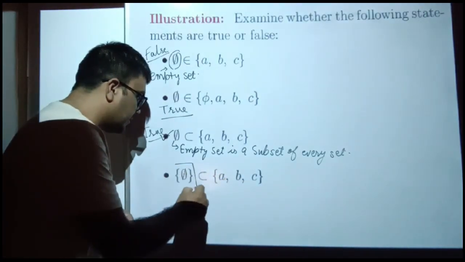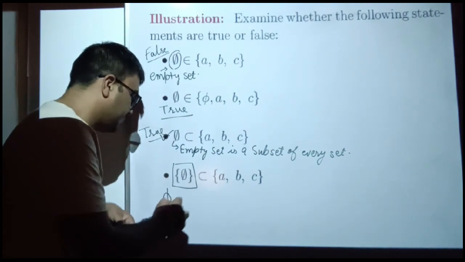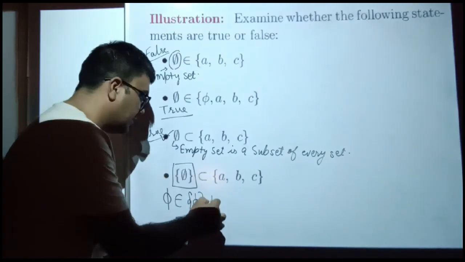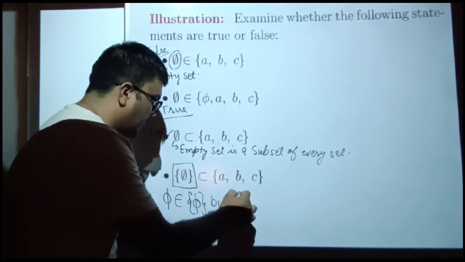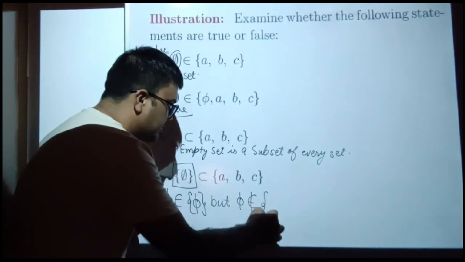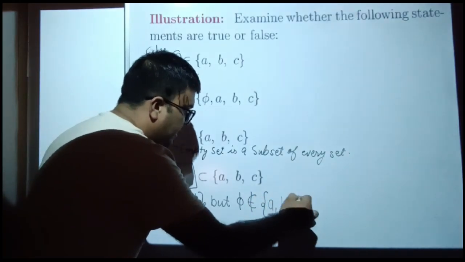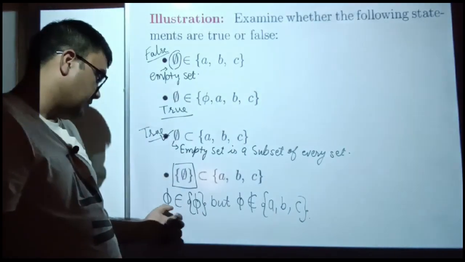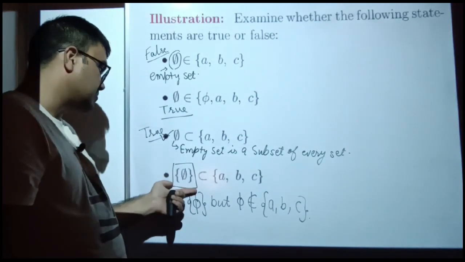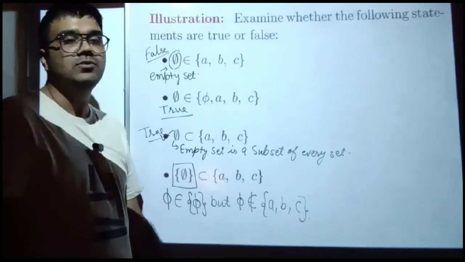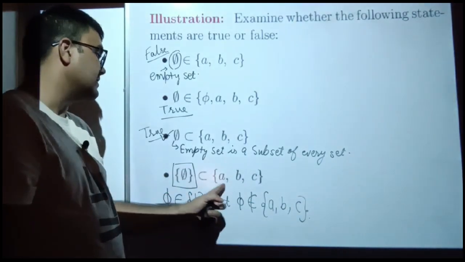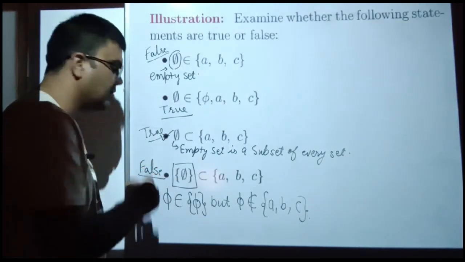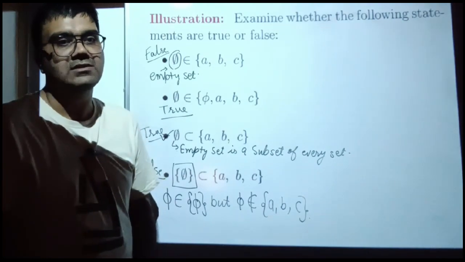What do we observe over here? Consider this element. We are saying phi belongs to the set containing phi, but phi does not belong to the set containing elements A, B, C. So for an element phi which belongs to this set, that element does not belong to the set {A, B, C}. It means that this set is not a subset of this. So this statement is false.